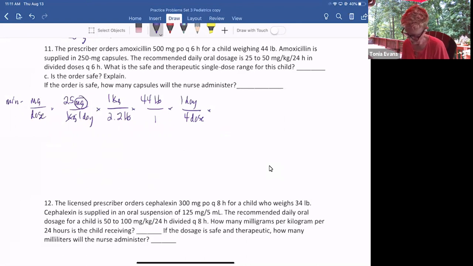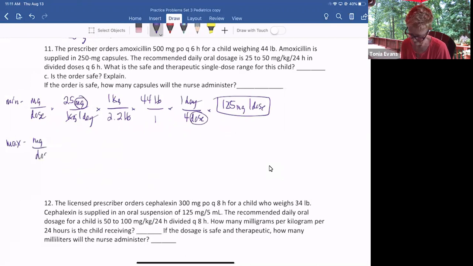All right. 25 times 44 divided by 2.2 divided by 4 is 125 milligrams per dose minimum. And max is 50 milligrams per kilogram per day.